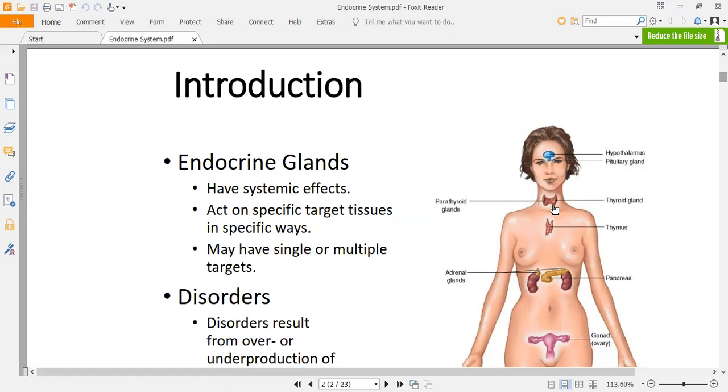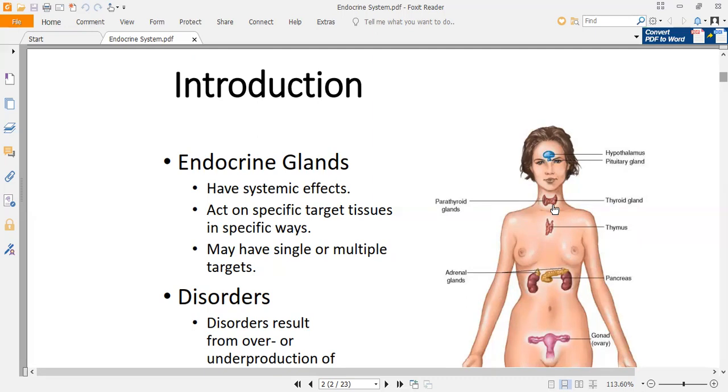The endocrine glands have systemic effects. What do we mean by systemic effects? Meaning they are able to affect different systems. As you know, a system is made up of different organs working together to achieve a common goal. So these endocrine glands are able to elicit that response and effect that change. It might be either stimulation or inhibition, but an effect has to be there.